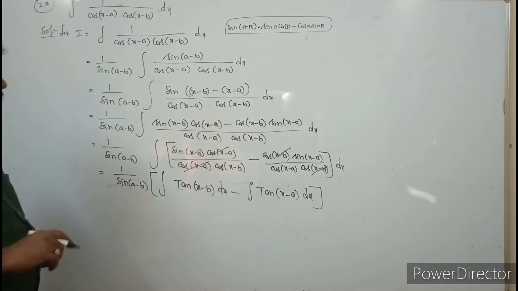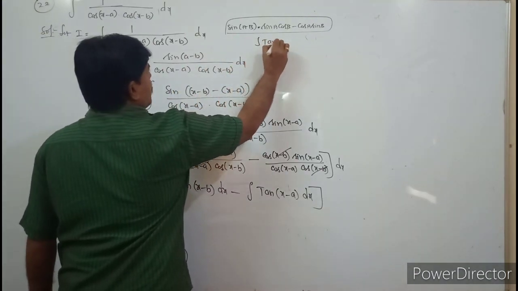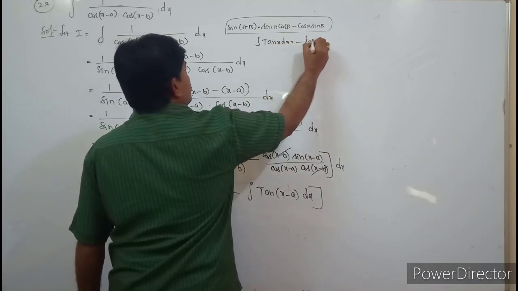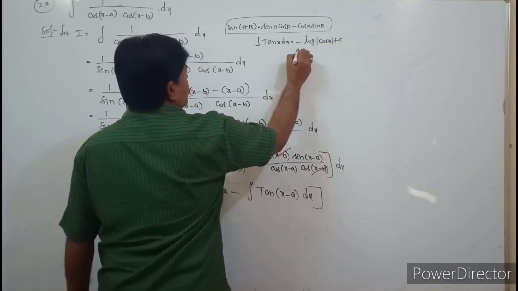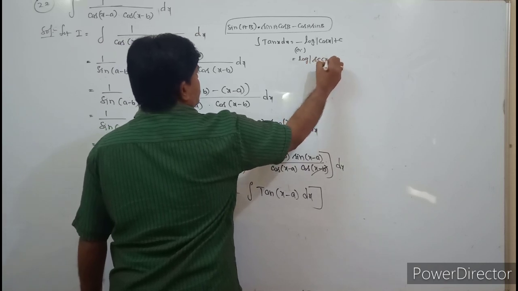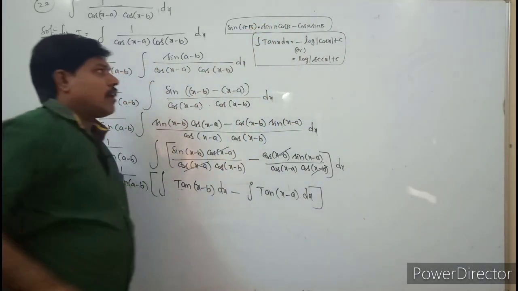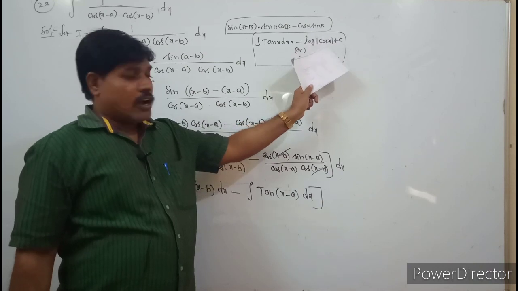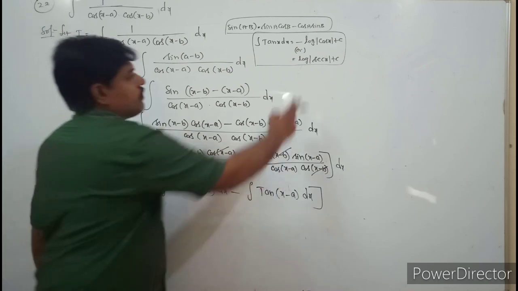So what is the formula you have? Integral of tan x into dx is equal to minus log mod cos x plus c, or log of mod secant x plus c. You can use any formula. So integral of tan x is nothing but minus log of mod cos x plus c or log of secant x plus c. I will use the first formula.